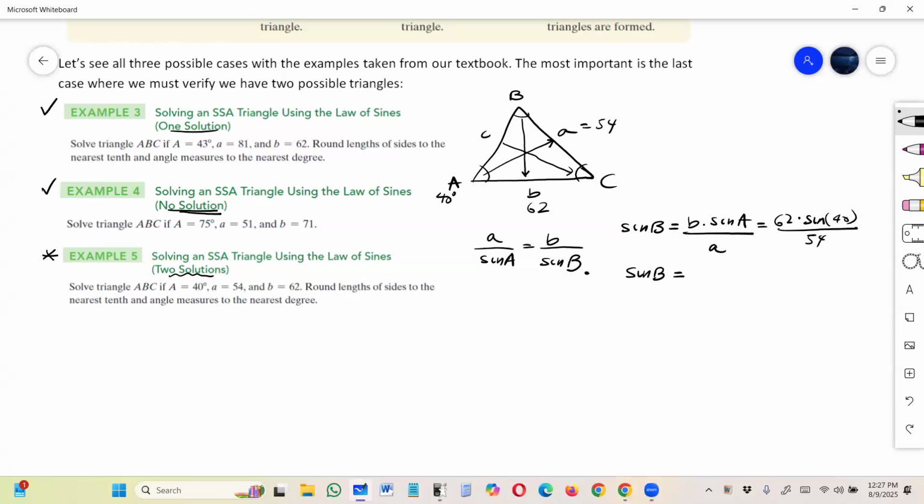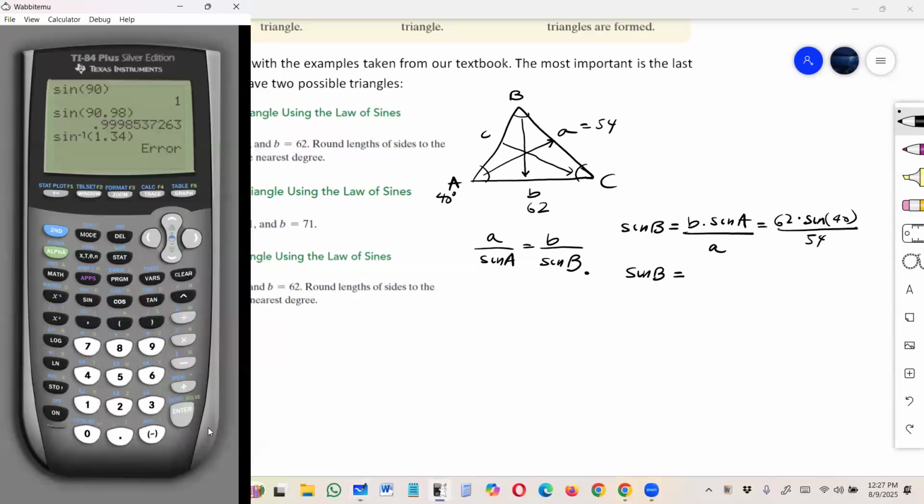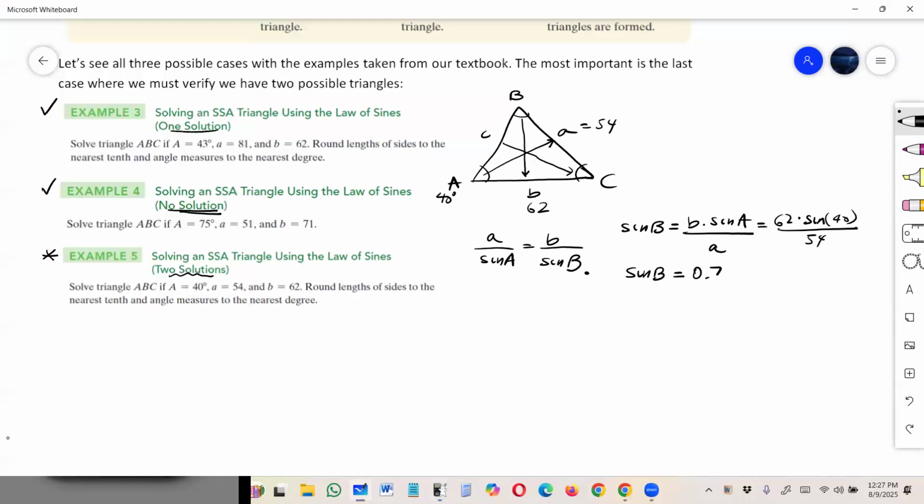And I'm going to do this on the calculator. And I'm expecting a value less than 1, because if I get something bigger than 1 or up to 1, usually you won't get 1 because that would be 90 degrees. But something smaller than 1. So 62 times sine of 40 divided by 54. Perfect. We get a value less than 1, 0.738. Always use 4 decimals here.